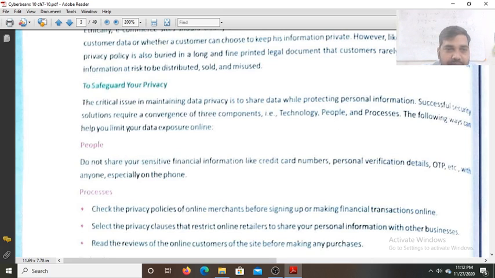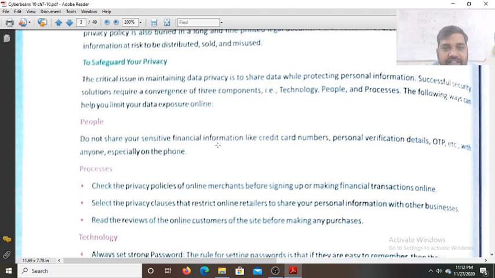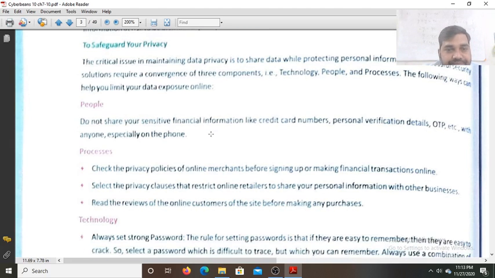The following ways can help you limit your data exposure online. One, the people. Don't share your sensitive financial information with all people, like credit card number, personal verification details, OTP, etc., with anyone, especially on the phone. Don't share all these things. Next, the processes. Check the privacy policies of online merchants before signing up or making financial transactions online. If they are asking for your personal information and telling you they can use it for advertisement or other purposes, don't give the permission. Select the privacy clauses that restrict online retailers from sharing your personal information with other businesses.